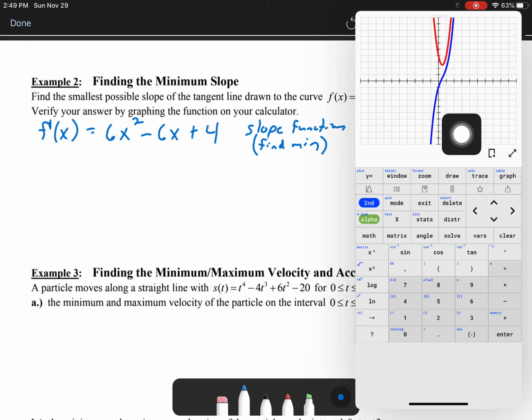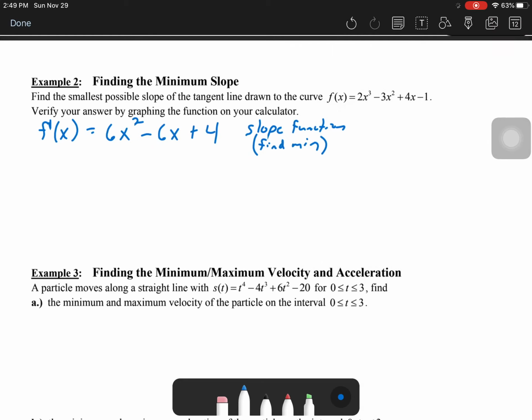Now, the original graph itself doesn't have any mins or maxes, because that would be where the derivative would be equal to 0. And as we can see, this derivative graph, the red one, never crosses the x-axis, and that makes sense because there are no horizontal tangent lines of this curve. So we can see that we're probably going to get our minimum slope somewhere between 0 and 1. Something to think about as we continue and do this analytically.